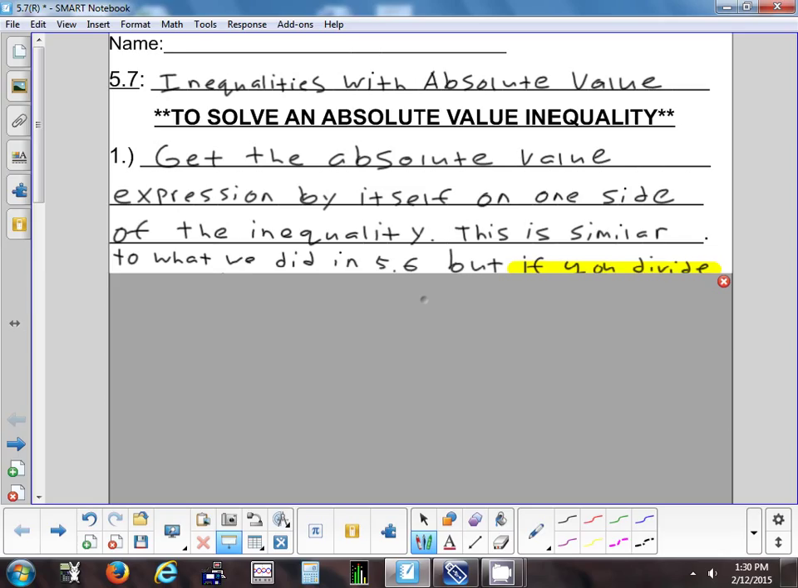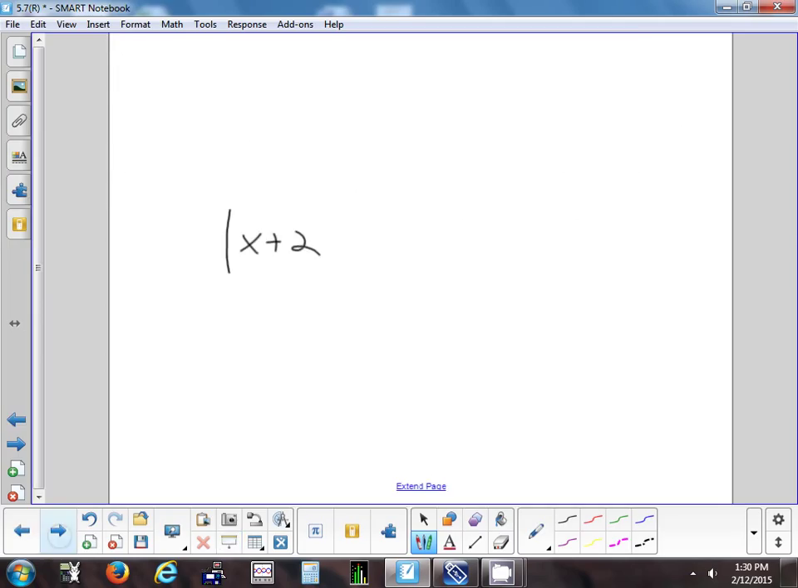Okay, so I'm going to put an example, and I want to show you one where the absolute value is not by itself. Mr. Roy just reminded you of what you've got to do, and I want to see if you can remember what he just said. All right, so we're going to put this right back up. Is the absolute value expression by itself there? Yeah. Okay, so this one's fine.